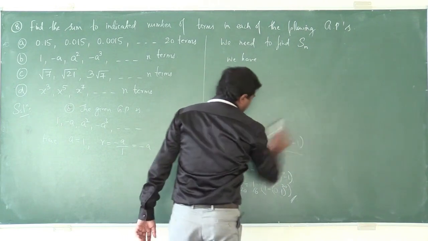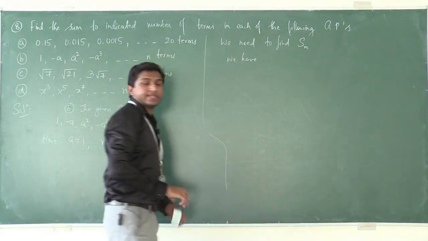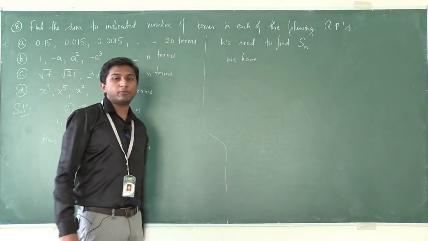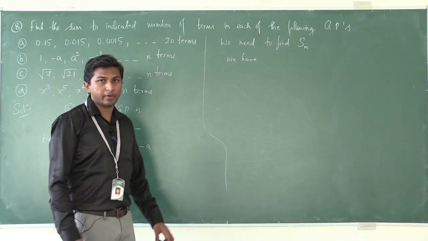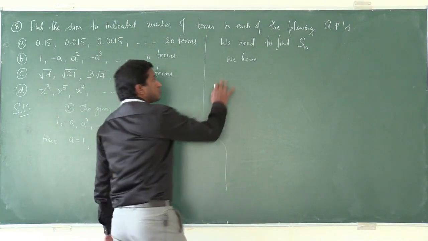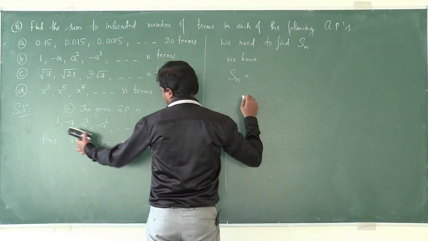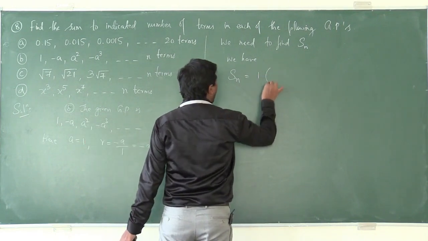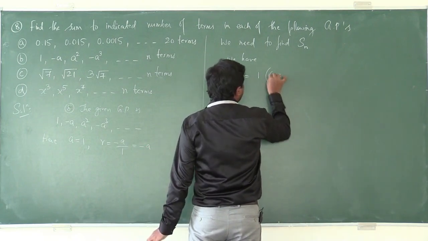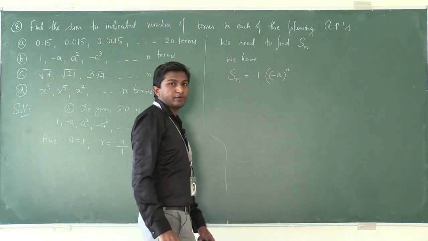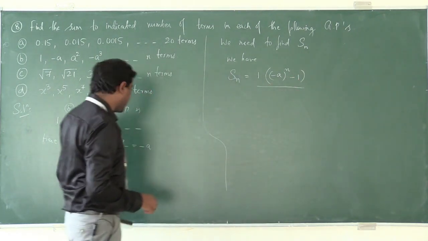Okay, same method, same thing we are doing. What is Sn of a GP? Sn formula of a GP is nothing but a into r power n minus 1 by r minus 1. So we have Sn equals a. What is the first term a here? It is 1 into r. R value is minus a. R power n is minus a power n. R power n minus 1 by r minus 1.